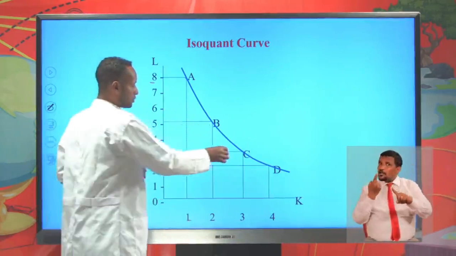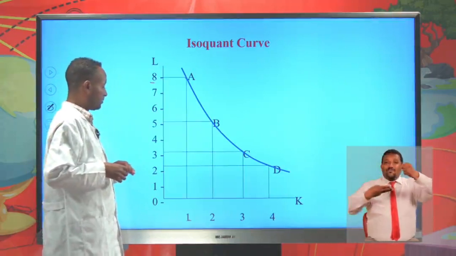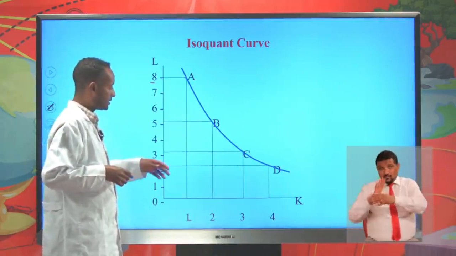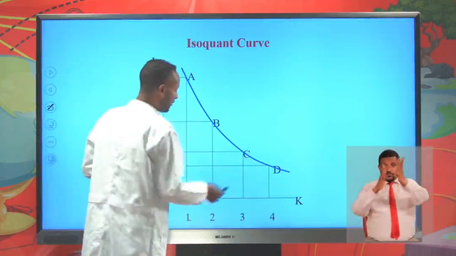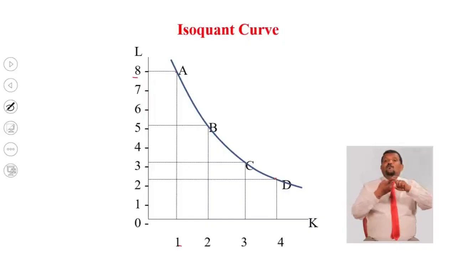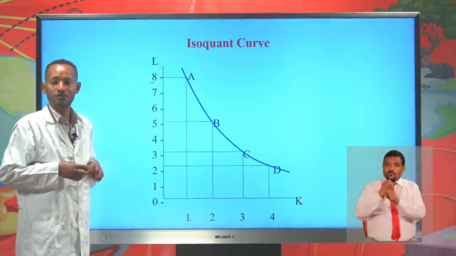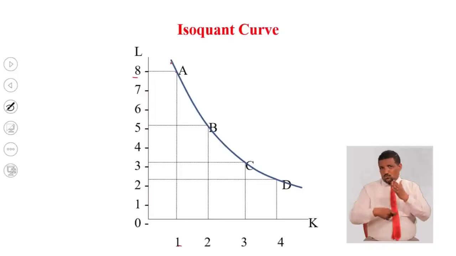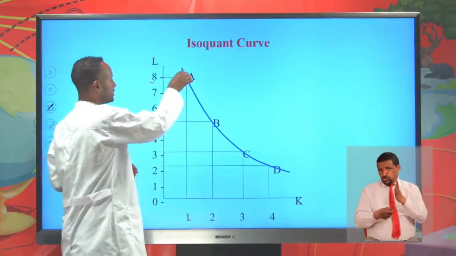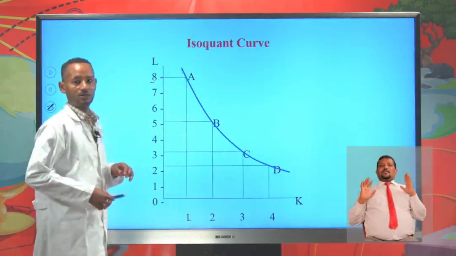Then, at combination C, the farmer gets the 60 quintal of wheat from a combination of 5 labor and 3 tractors. And at combination D, the farmer gets 60 quintal of wheat from 4 capital and 2 labor. So this simple isoquant curve shows the various combinations of the two variable inputs, labor and capital, that give the producer an equal level of output. Any point on the isoquant represents an equal level of output. If the output is 60 quintal at this point, it is 60 at every other point.